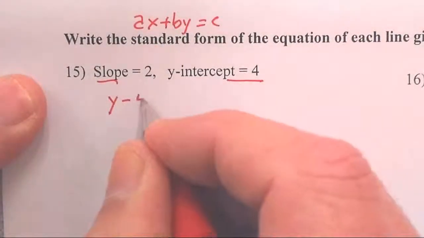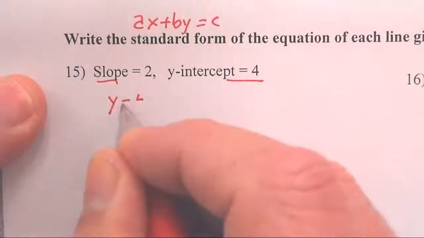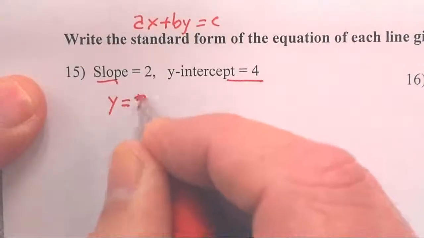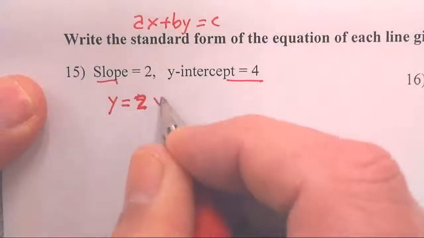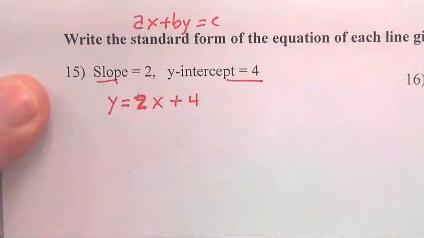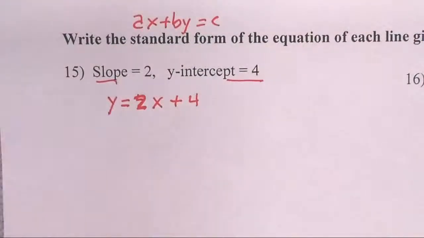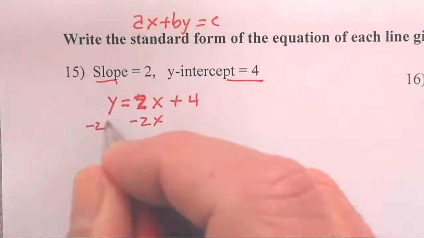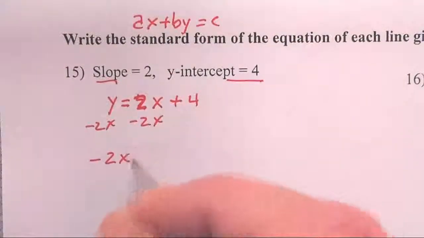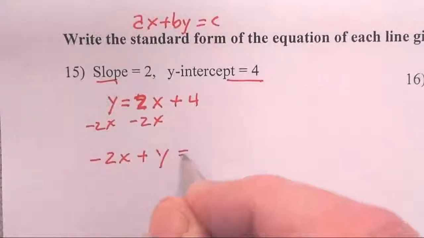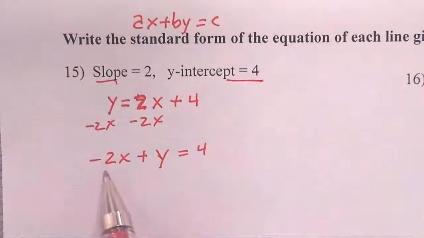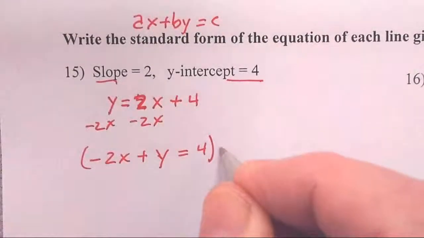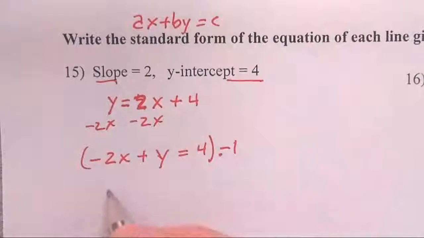Y equals slope 2 times x plus the y-intercept plus 4. I want to get my x's and y's grouped, so I could subtract 2x on both sides, and a negative 2x comes over, joins a positive y, leaves behind a 4. I do not want my a term to be negative, so I multiply both sides by negative 1. 2x minus y equals negative 4.